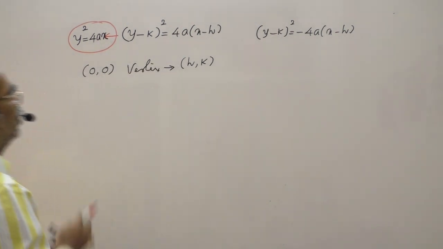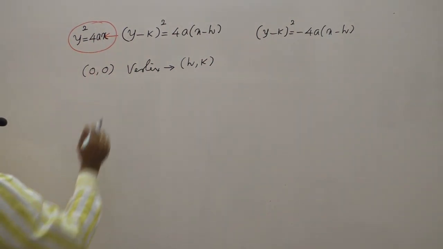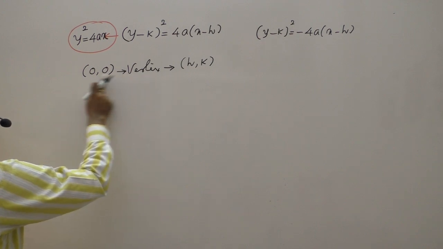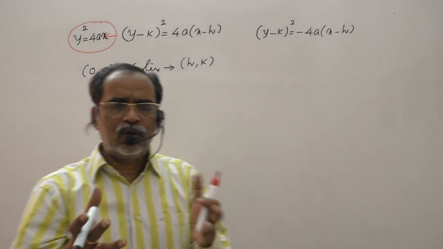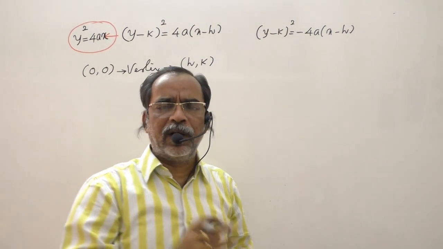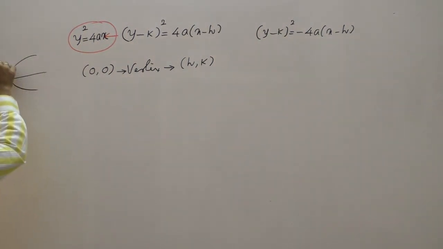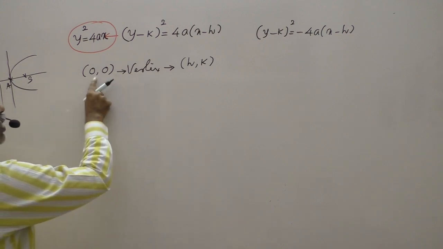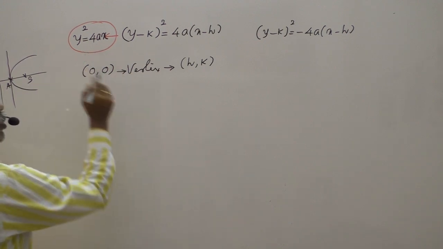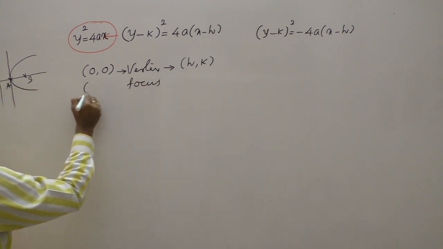Listen carefully. For this parabola, we know all the details. The vertex is (0, 0). Whenever this first parabola comes, you should have everything in mind, including the figure. So this parabola will be like this. This is the vertex, this is the focus, the directrix, etc. For this, the vertex is (0, 0). What about its focus? We know its focus is (a, 0).